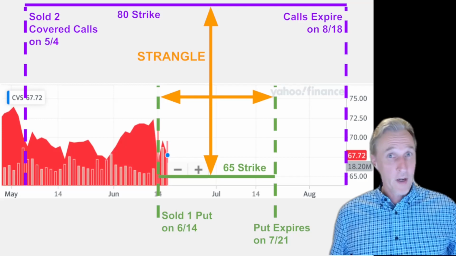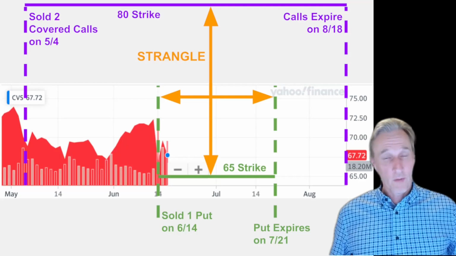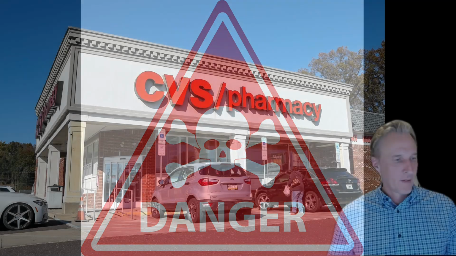Strangles can be fun and lucrative because you're making premium on both puts and calls. You can lower your cost basis much faster than just using covered calls alone. But be careful. You don't want to be strangling the stock of a bad company on its way down to bankruptcy. So make sure you're strangling the stock of a good company with a good future, and be confident that stock is going to rebound at some point. And your strangle will have the downside and risks of both selling puts and selling calls.